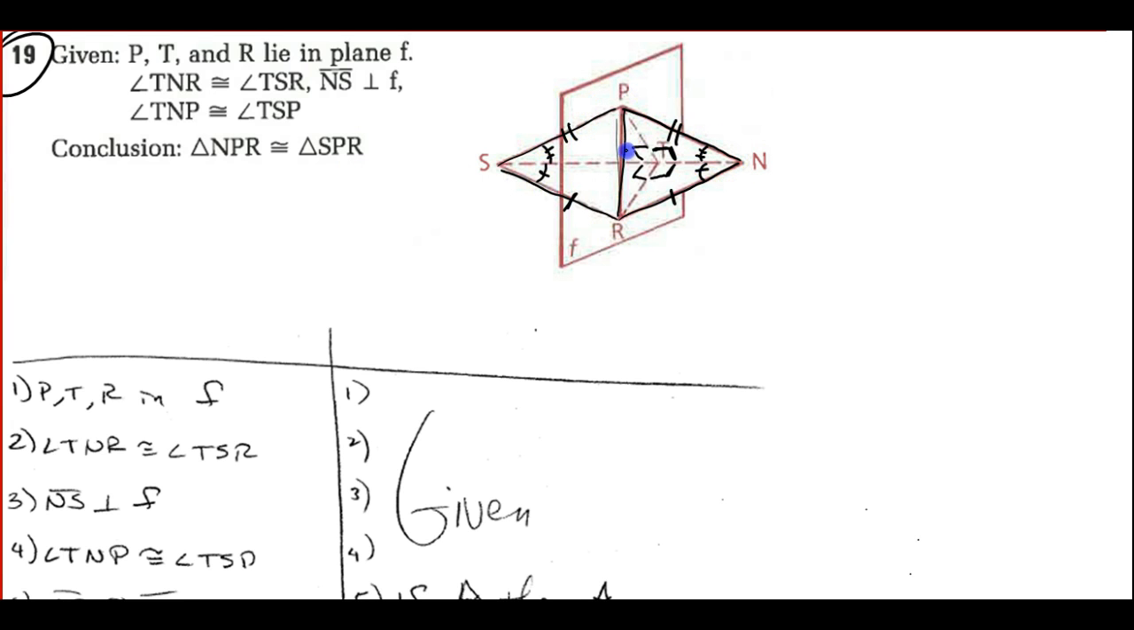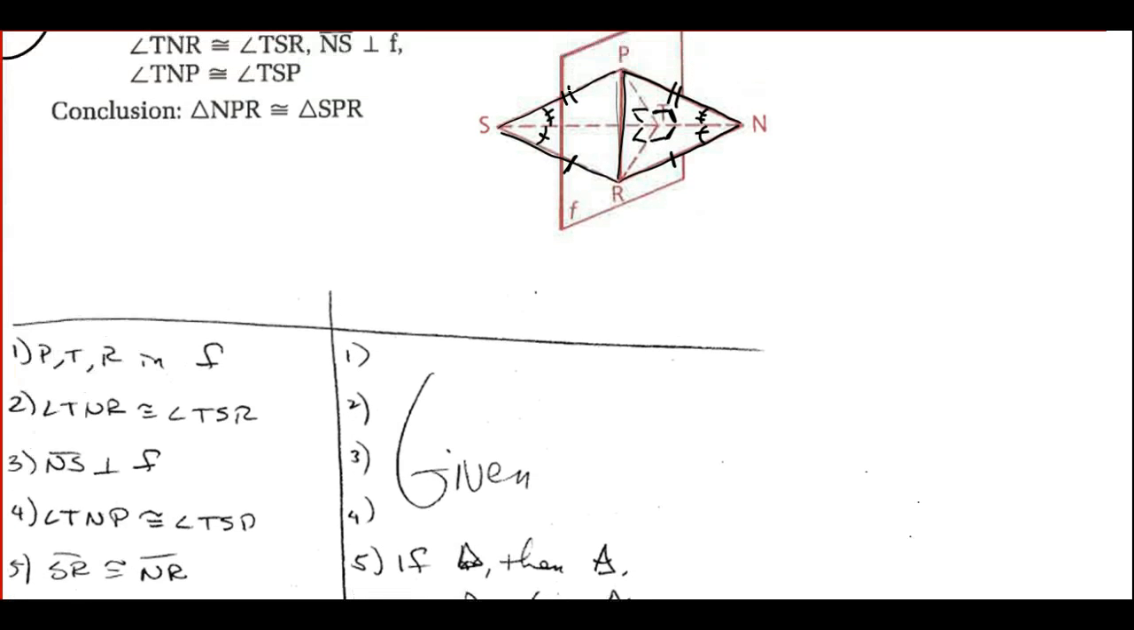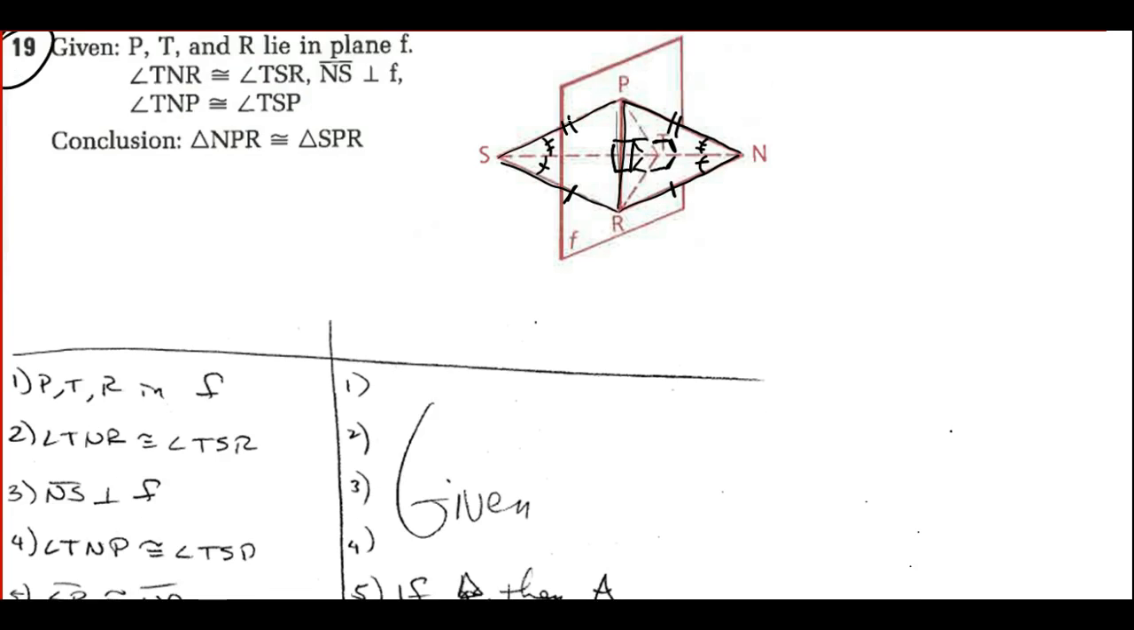So I've got side, side, and then PR is a reflexive side, so I've got that congruent to itself. And really, that's all I need now to get, here it is, to get these two triangles congruent, I've got side, side, side with that reflexive side.